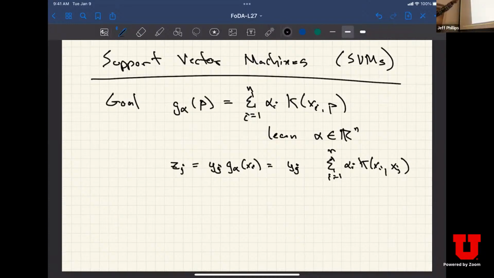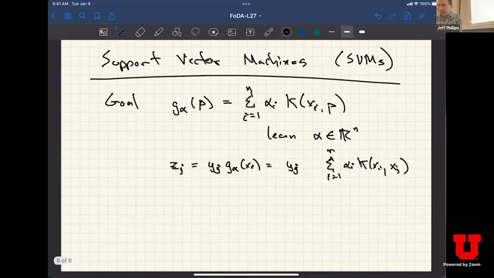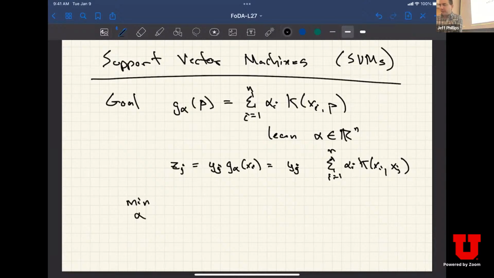Okay, for the z_j we're learning, we're going to put the z_j into our loss function. And then the goal is to find the min over alpha of the sum of j equals 1 to n of some loss function on z_j. This loss function tells us how misclassified the jth point is. And what's interesting here is that we have x_i and x_j here.